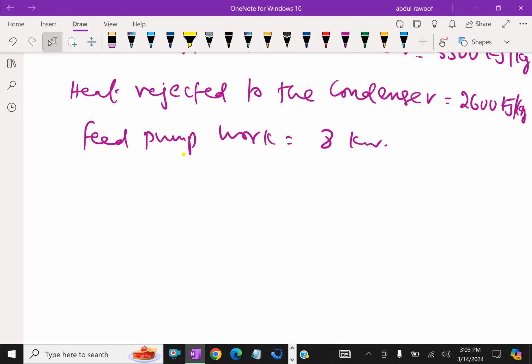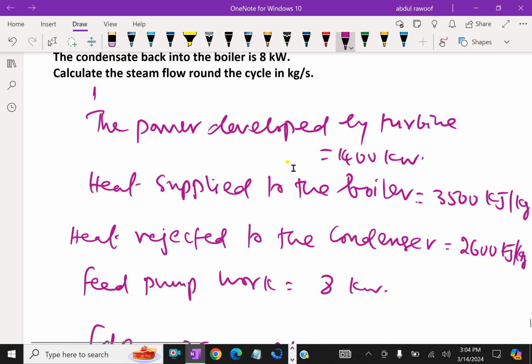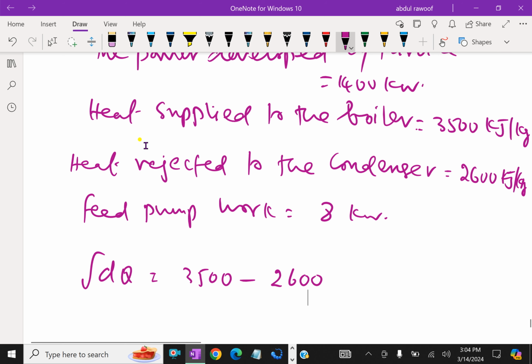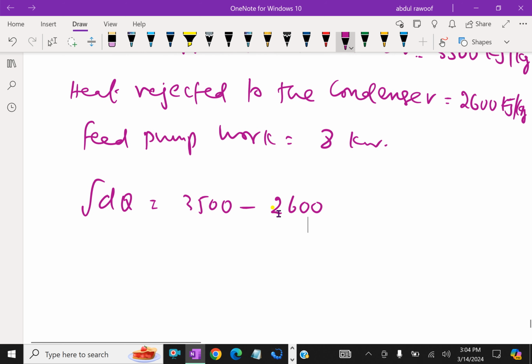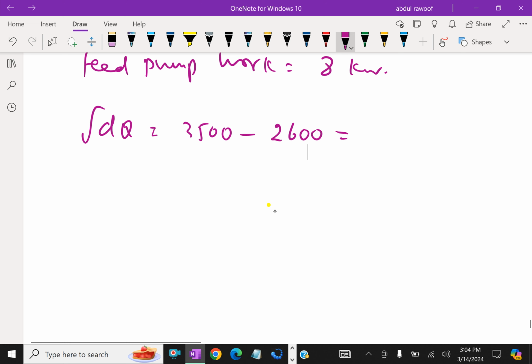Now first, the boundary is shown which encompasses the plant. Strictly, the boundary should be drawn encompassing the working fluid only. So the integral of dQ is equal to 3500 heat supply minus heat rejected 2600, which is equal to 900 kilojoule per kg.